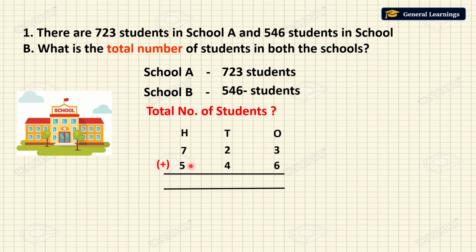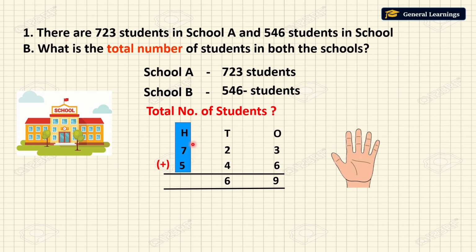Now we are going to add these numbers. First add the digits in the ones column. So we should keep 6 in our mind. We should add 3 more digits after 6. So after 6 will be 7, 8, 9. So 3 plus 6 is 9. Next we need to add the tens column. So we should keep 4 in our mind. We need to add 2 more digits after 4. That is 5, 6. So 2 plus 4 is 6.